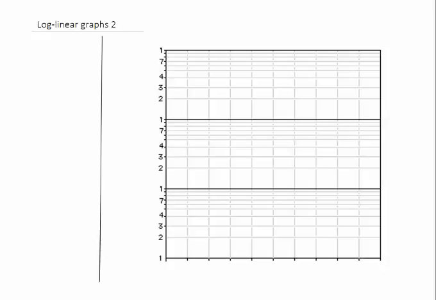Now, instead of taking the logarithm and calculating that, you could use this log linear graph paper. So here we've got on the x-axis a normal linear scale, whereas the y-axis is the log part, hence log linear graph paper. Okay, so this is a 3-cycle paper, because it goes 1, 2, 3 cycles, and it's in base 10.